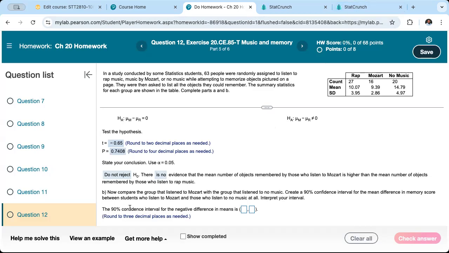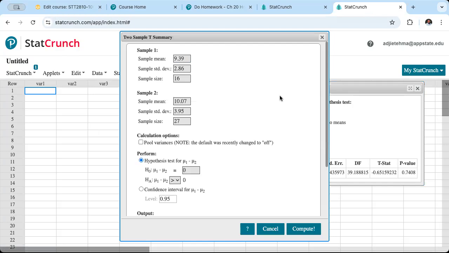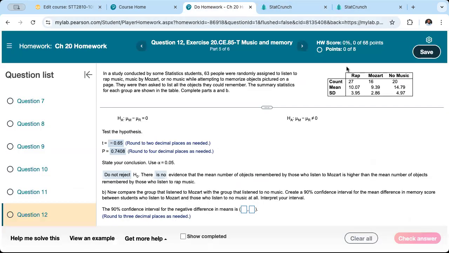It says the 90% confidence interval for the negative difference in means. So I go to options, edit. I have this one for Mozart already, I don't want to change that, but I have to change the sample too. Here is 14.79, and the sample standard deviation is 4.97. And the sample size for no music is 20. You can see from here.